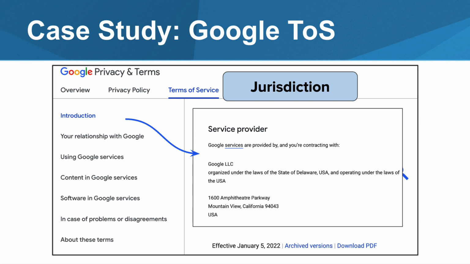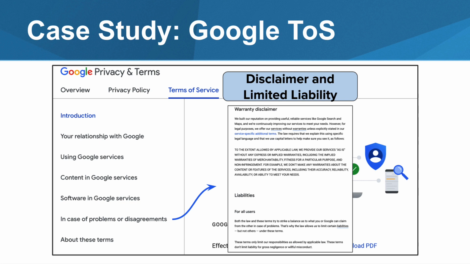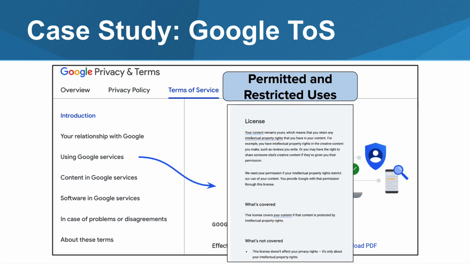So the first thing we said that a terms of service contains is a jurisdiction. In the introduction, we find that even though Google is based in California, they're chartered in Delaware, which makes the laws for Delaware and the United States the effective jurisdiction. The disclaimer and liability is found in the "in case of problems" section. Google also outlines permitted uses for their products in the using Google services section.